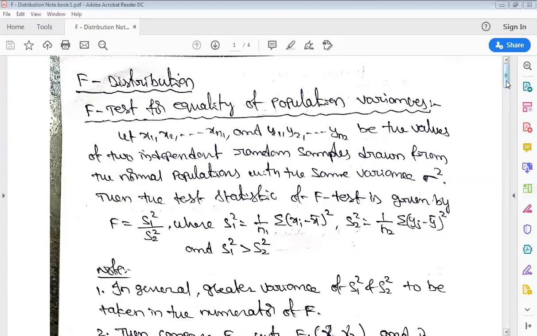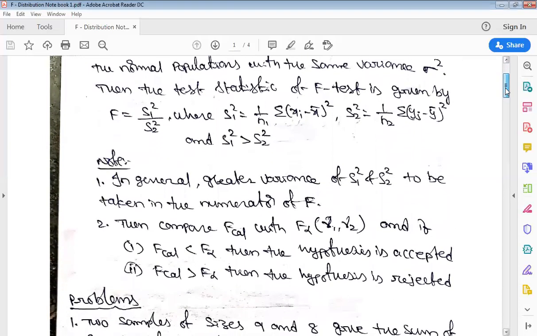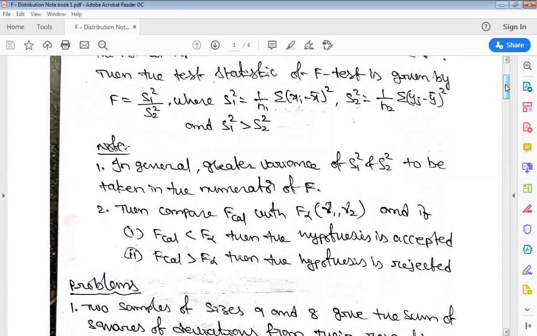Okay, so a few notes which we need to remember while doing the problems on F test. The first one, as I told you earlier, normally S1 square and S2 square are taken in such a manner that in the formula for F, the numerator should be greater than the denominator. Second one is the condition under which the hypothesis is accepted or rejected. We compare the F calculated value for a given problem with the standard F value of 5% degree of freedom or 1% degree of freedom.